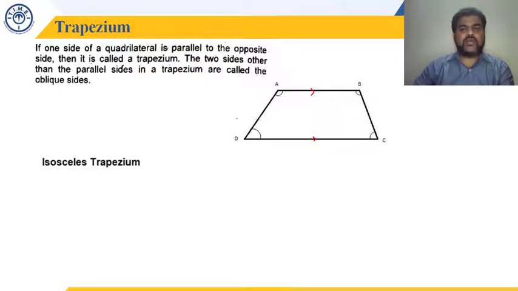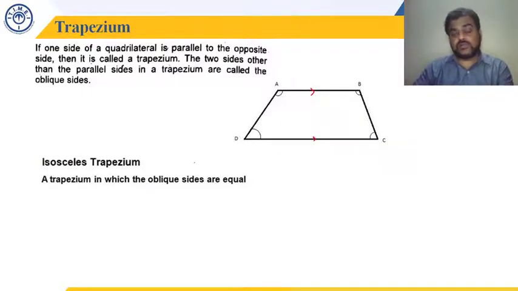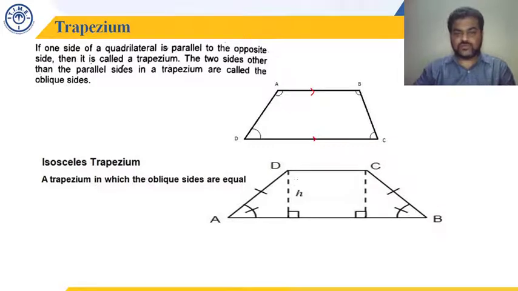Fine. Let's look at isosceles trapezium. What happens in an isosceles trapezium? It's a trapezium in which the oblique sides are equal. So if one pair of sides are parallel and the non-parallel sides are equal, then it is an isosceles trapezium. So look at this figure. In this case, this is equal to this. So non-parallel sides are equal. Here we will have a few more properties.